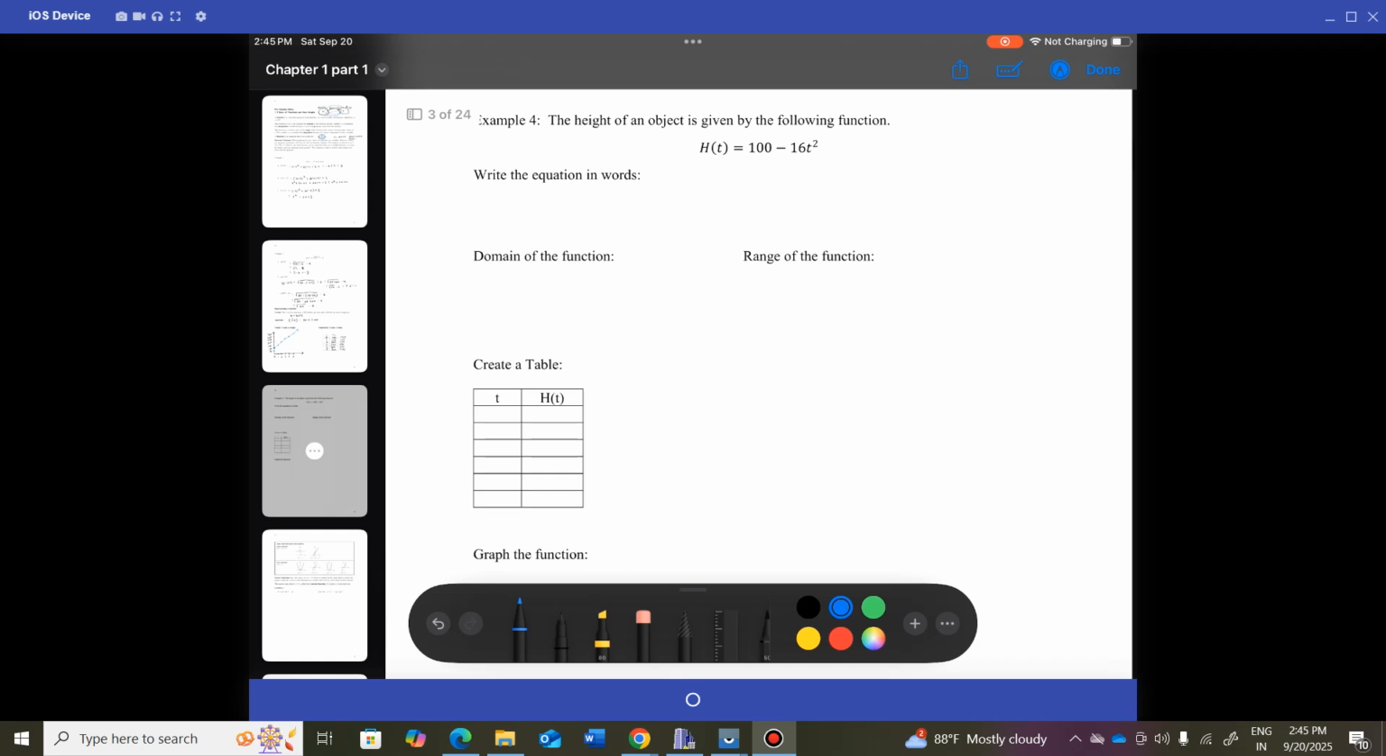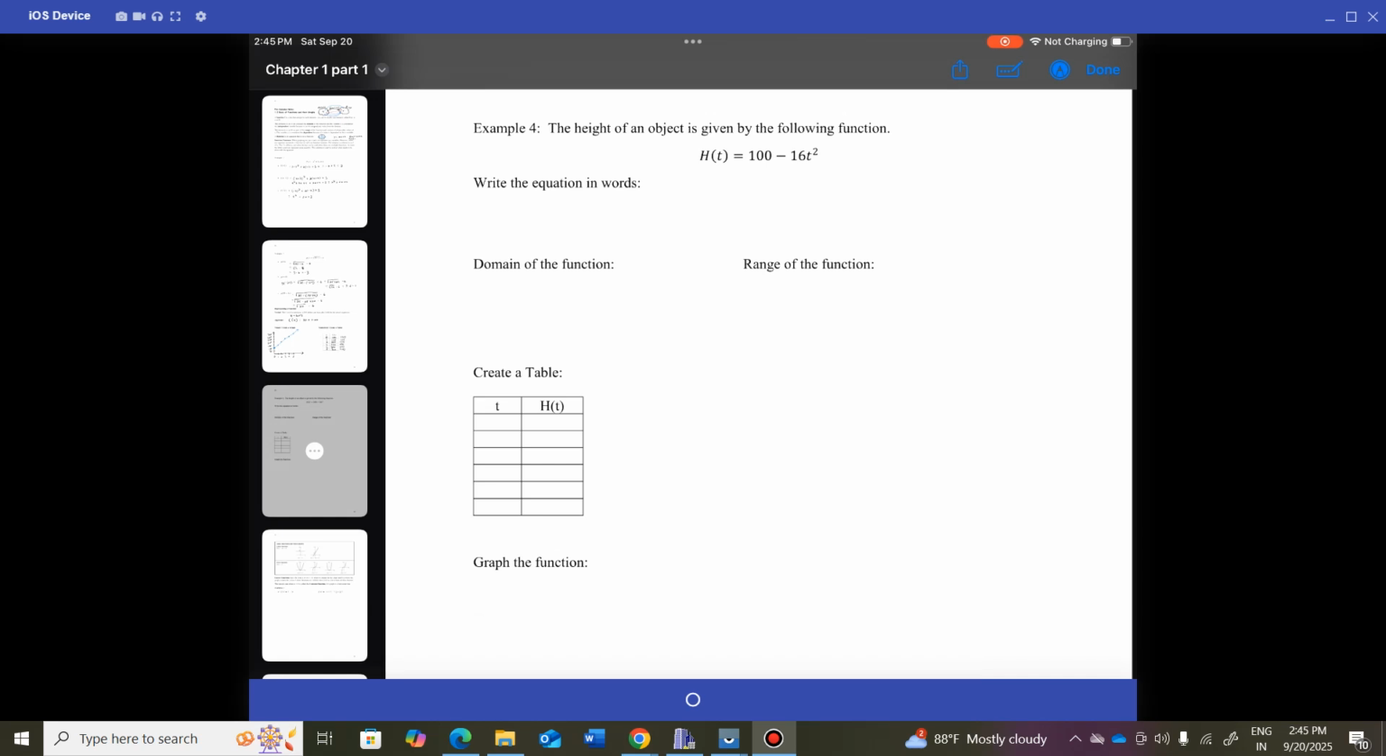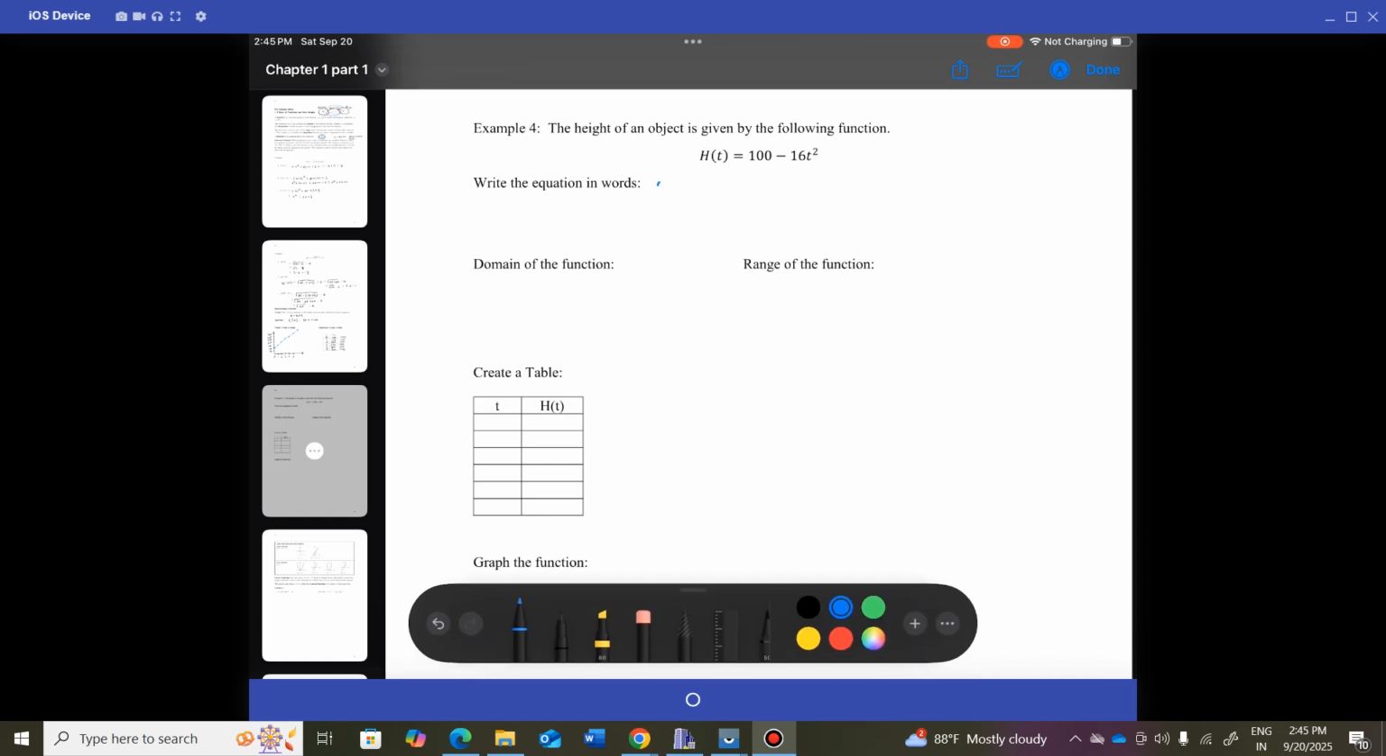Okay. Now the example, the height of an object is given by the following function. H of t equals 100 minus 16t squared. So in words, I would say it like this. An object is falling from an initial height of 100 feet. Okay. The reason I know it's feet is because of the 16 here.